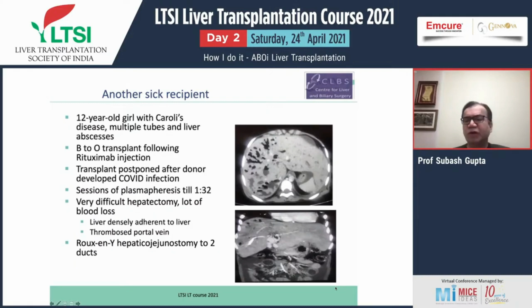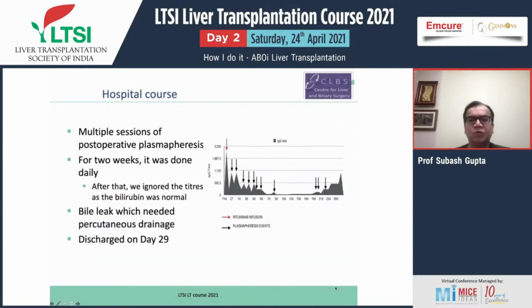This is a young girl, 12 years old, who had multiple tubes, infection, cholangitis, and the donor had COVID, so at the time of the operation it had to be postponed, and then she underwent a very difficult operation. As you can see, there are tubes inside the liver, and there's also portal cavernoma, and we did a Roux-en-Y hepaticojejunostomy to two ducts.